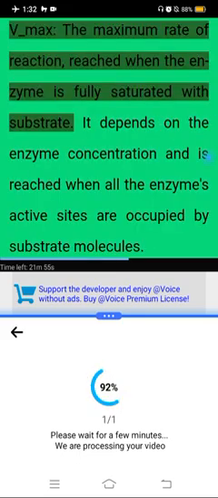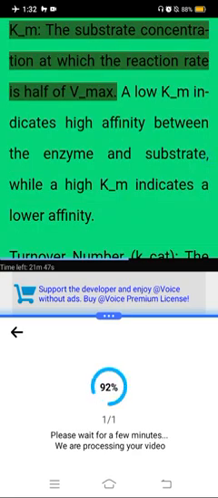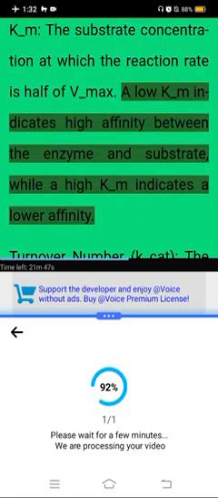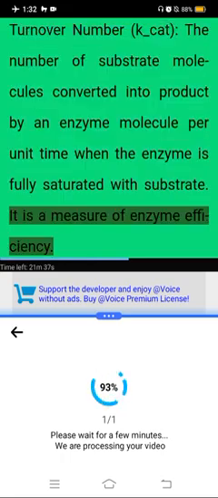Key kinetic parameters. V_max, the maximum rate of reaction, reached when the enzyme is fully saturated with substrate. It depends on the enzyme concentration and is reached when all the enzyme's active sites are occupied by substrate molecules. K_M, the substrate concentration at which the reaction rate is half of V_max. A low K_M indicates high affinity between the enzyme and substrate, while a high K_M indicates a lower affinity. Turnover number, K_cat, the number of substrate molecules converted into product by an enzyme molecule per unit time when the enzyme is fully saturated with substrate. It is a measure of enzyme efficiency.